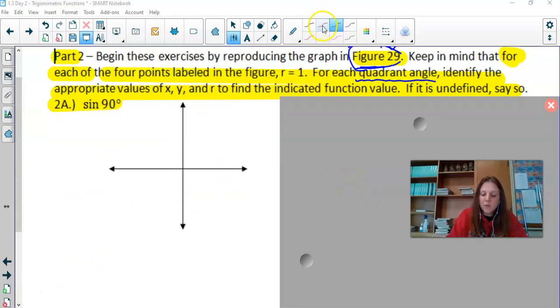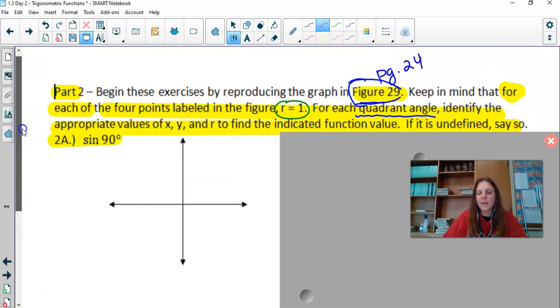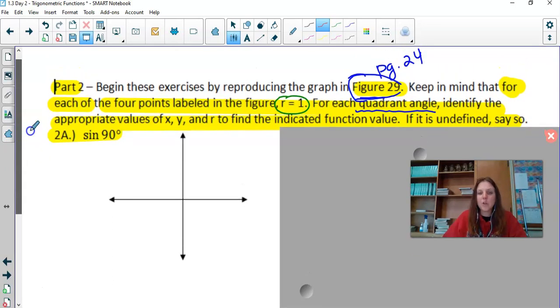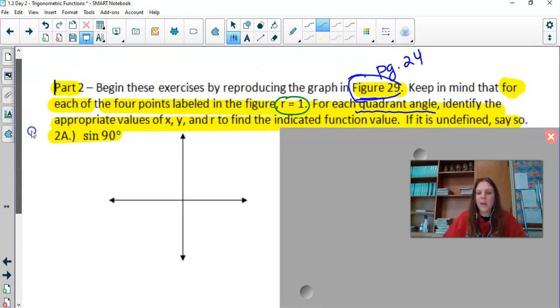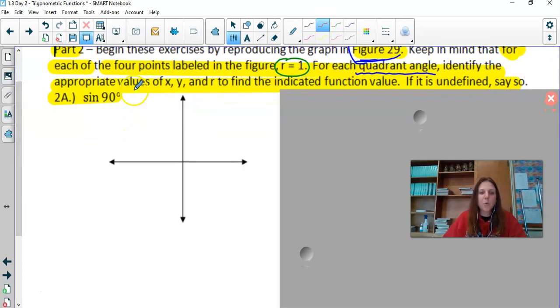So probably the main direction that you wrote here was that r equals 1 in this figure. Okay, so we're reproducing the graph in figure 29. You can look at that in your book. It's on page 24. Even though you have an online book, look for the page numbers in the picture and you'll see page 24, figure 29. It says for each of the 4 points labeled in the figure, r equals 1. Without this information, we could not do this question.